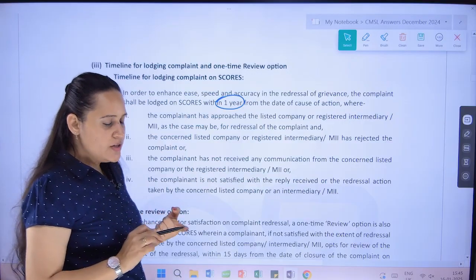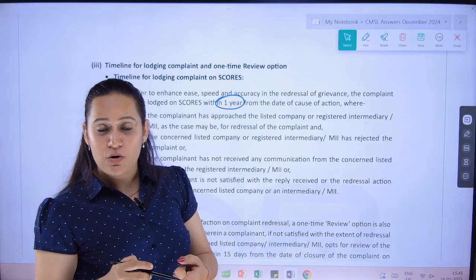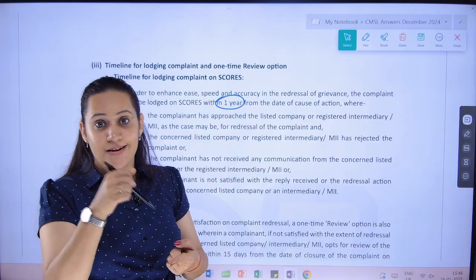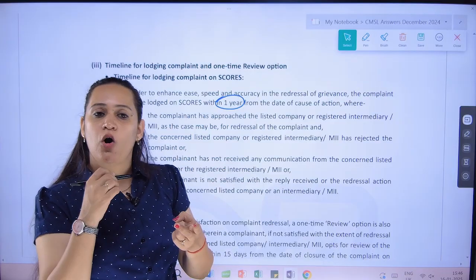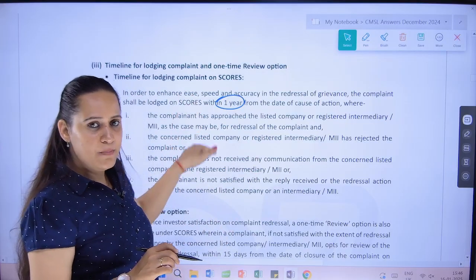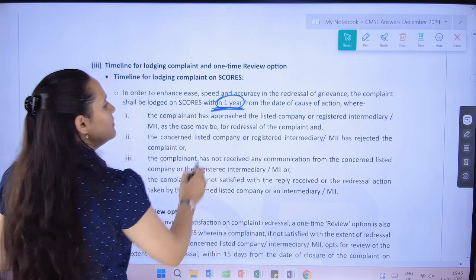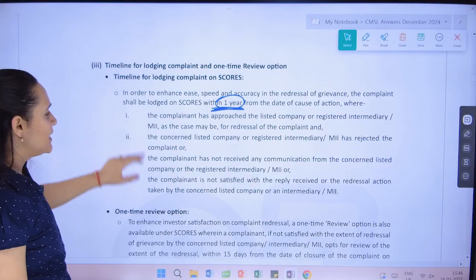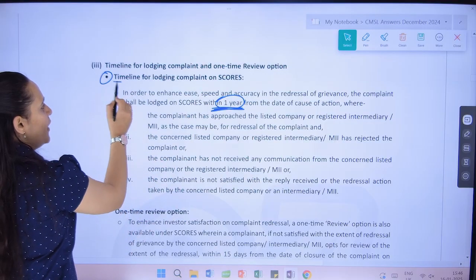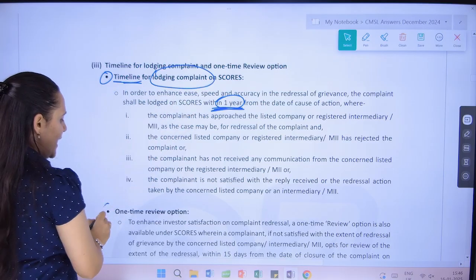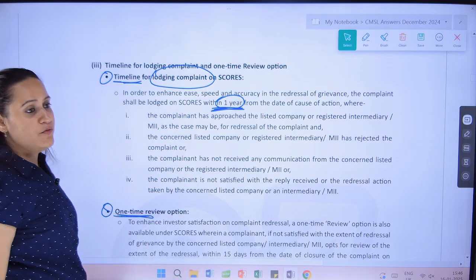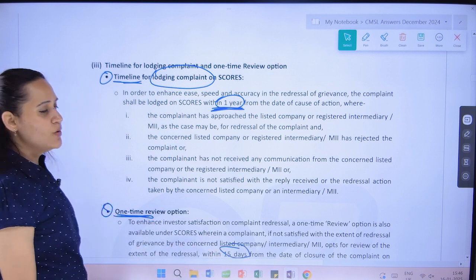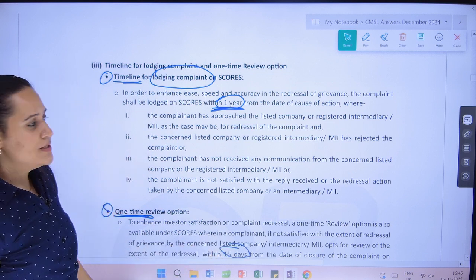If you have received an answer from the person who is causing a problem, from the date you got a reply from them, from that date it is going to count. If you have not got a reply at all, on that basis we are going to take a 1 year period into consideration. And in the same question, 2 things they have asked. One is timeline for filing a complaint, and second one is timeline for one-time review option. For one-time review option, it is 15 days from the date you get the solution on the SCORES mechanism.